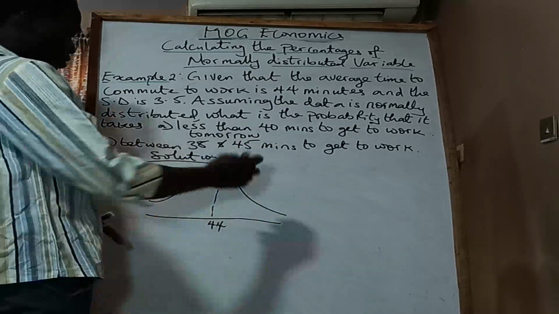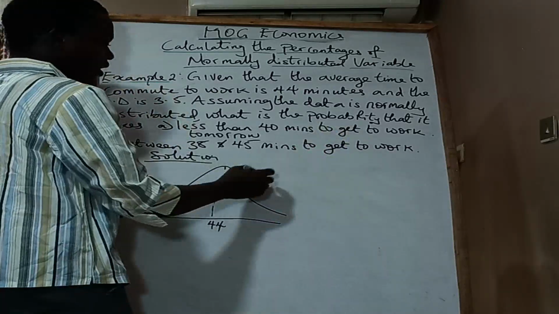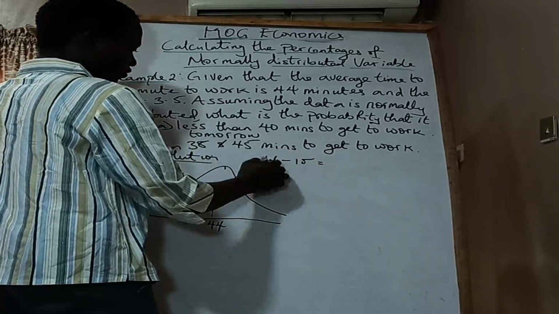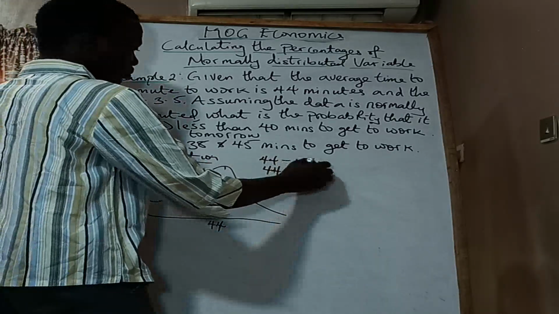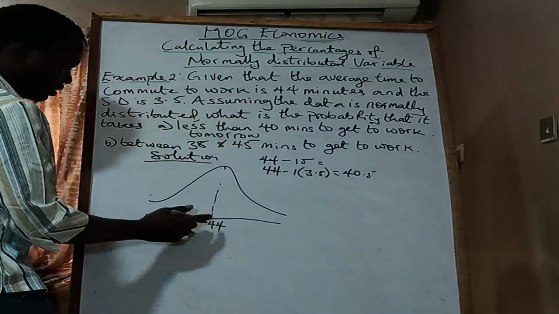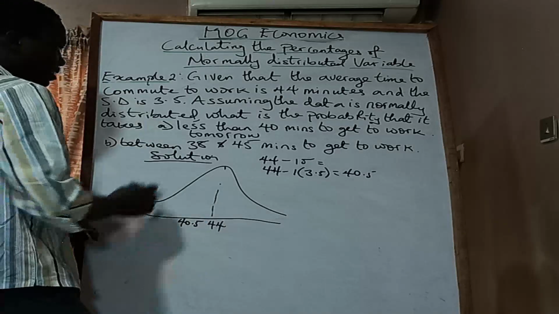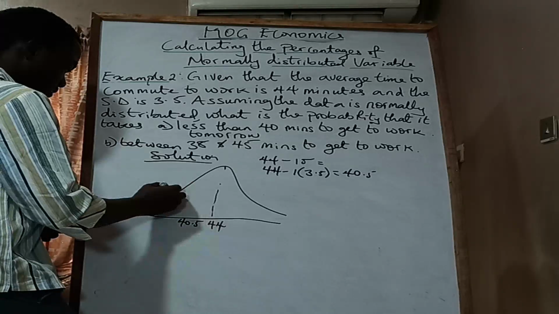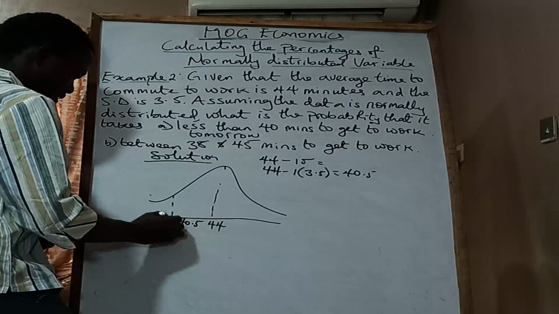40 minutes is going to be before 44, right? So we can just use our standard deviation: 44 minus 1 standard deviation. Standard deviation was given as 3.5, so that's 40.5. Since what we are looking for is 40 minutes, it is going to be at the back of 40.5. Let's say 40 minutes happens to be here, by assumption.